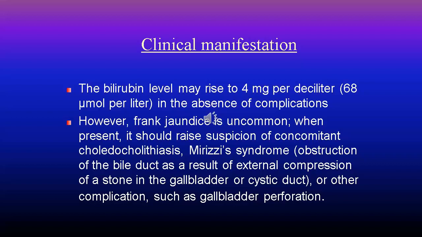However, jaundice is uncommon and is usually associated with Mirizzi syndrome. What is Mirizzi syndrome? It is obstruction of the cystic duct or external compression of the common bile duct by a large stone in the infundibulum of the gallbladder. We have four types of Mirizzi syndrome: type 1, type 2, type 3, type 4. We will explain it later.